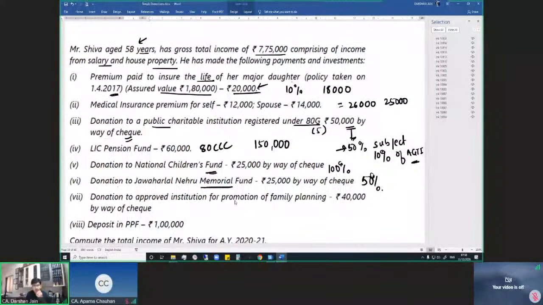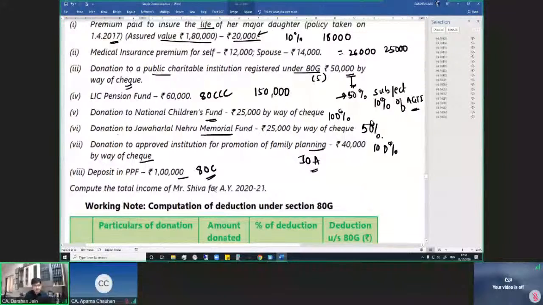Donation to an approved institution for promotion of family planning, rupees 40,000 by cheque. So he's given a lot of donation, right? 40,000 rupees, 100% deduction subject to qualifying limit. There are two such items wherein you have got 100% deduction with qualifying limit. One of them is promotion of family planning, and the other is the Olympic Association contribution. Then deposit in PPF, again this is available as deduction under section 80C, subject to a maximum of rupees 1,50,000.